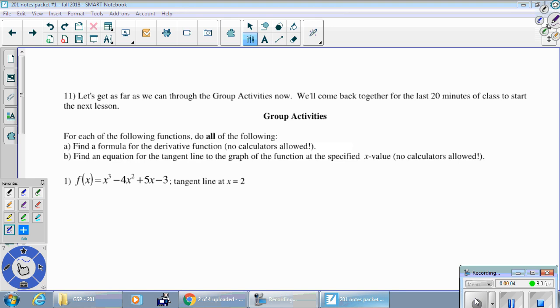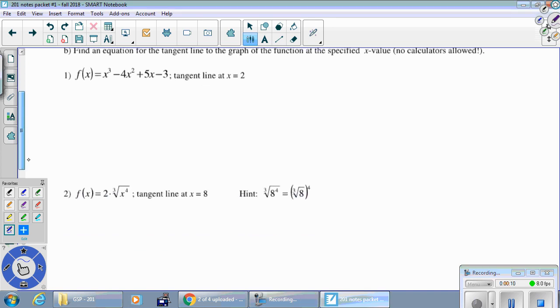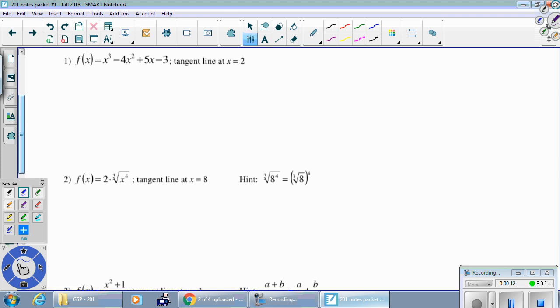Lesson 6, activity. So we're going to first calculate a formula for the derivative and then find the equation of a tangent line for each of these. Good notation all the way around. If you take a derivative, write down f prime of x equals first. Okay, so x cubed becomes 3x squared. Subtract 4x squared becomes 8x.